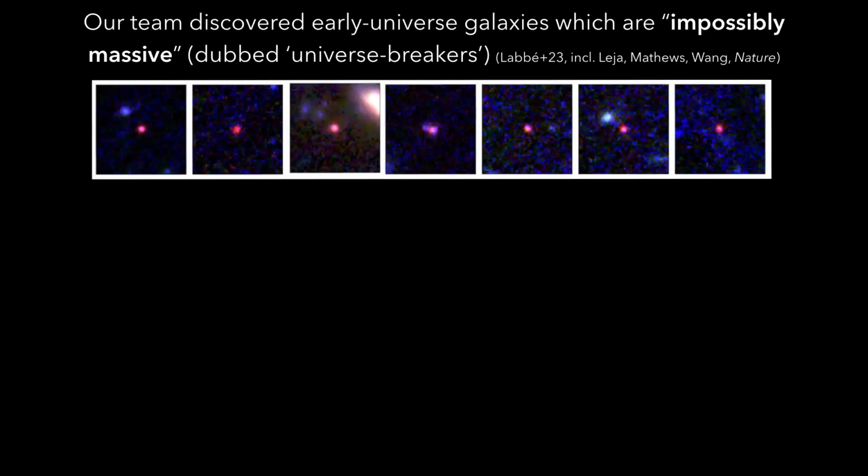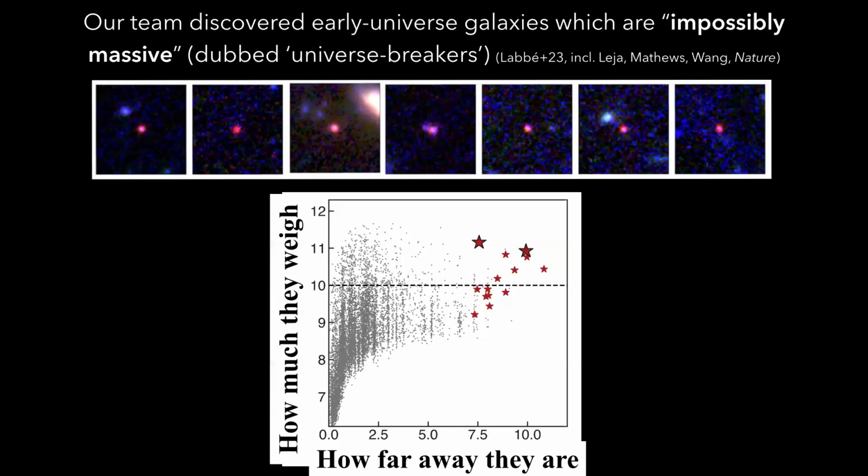What did we find? Our team discovered these early universe galaxies, which are impossibly massive, or so it seems. And they were dubbed universe breakers. This is what they look like. Again, these tiny little red dots. They're small because they're so far away. They're red because of the expansion of the universe. And these little red dots were very, very bright. We think that they're galaxies, and we interpreted them as galaxies.